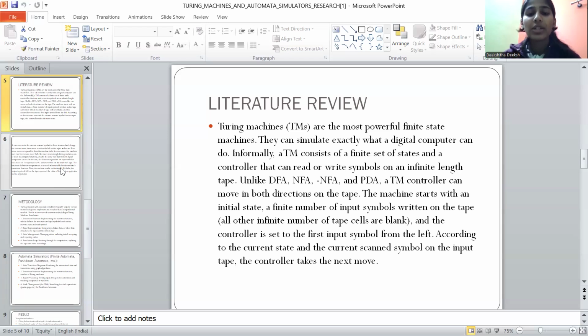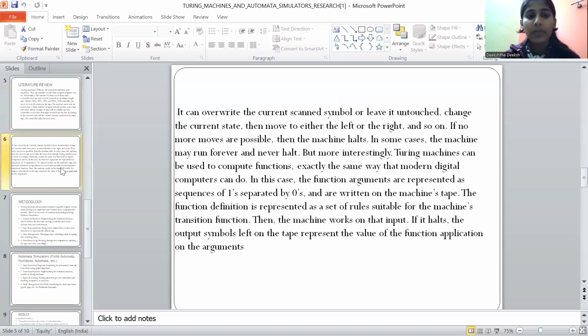The machine starts with an initial state and a finite number of input symbols written on the tape. The controller scans the first input symbol from the left, and according to the current state and the current scanned symbol on the input tape, the controller takes the next move. It can overwrite the current scanned symbol or leave it unchanged, change the current state, then move to either the left or the right, and so on. If no more moves are possible, then the machine halts.